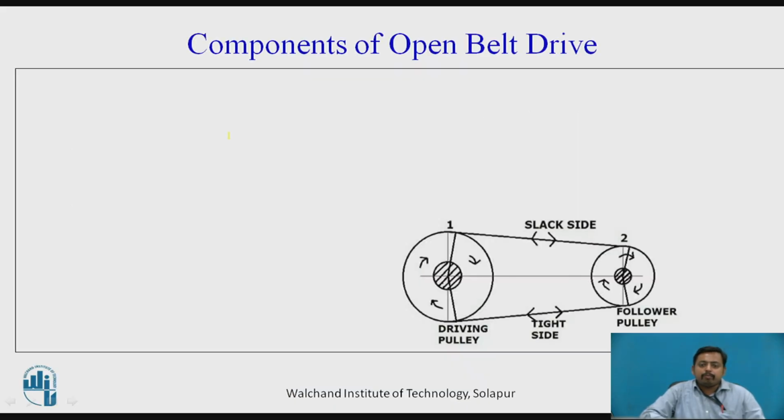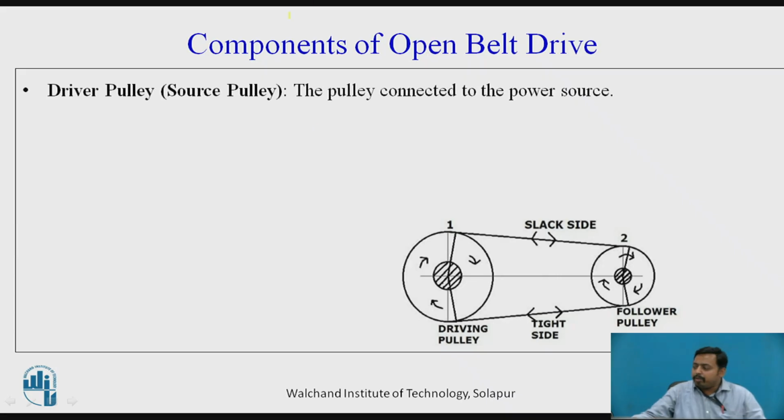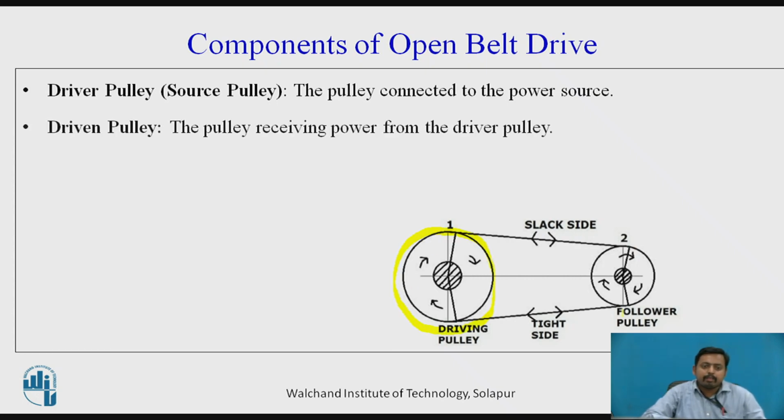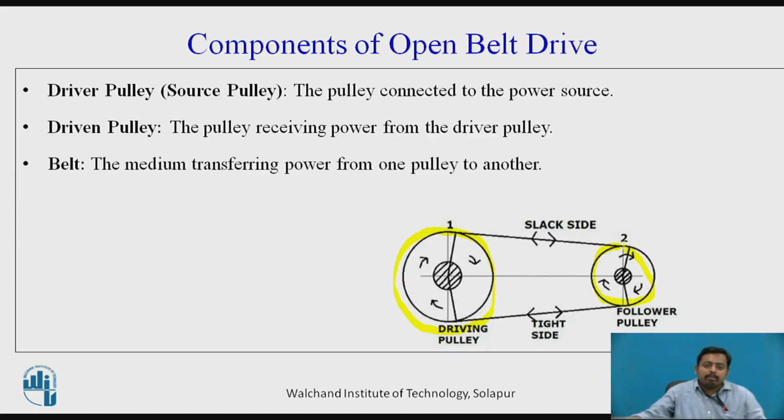We will see the components of an open belt drive. The first component is the driving pulley, or driver pulley. The driver pulley is connected to the power source. In this figure you can see this is called the driving pulley. The second one is the driven pulley. The driven pulley is driven by the driver pulley. In this figure this is called the driven pulley. Both the pulleys are connected by the belt, and power is transmitted from the driving pulley to the driven pulley using this belt.